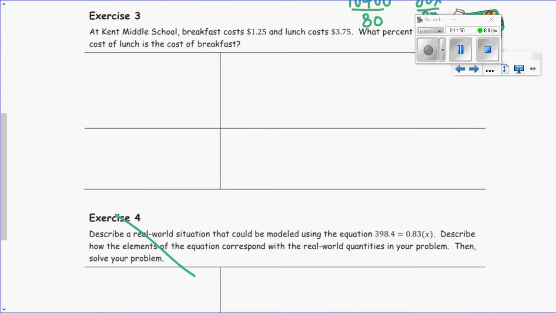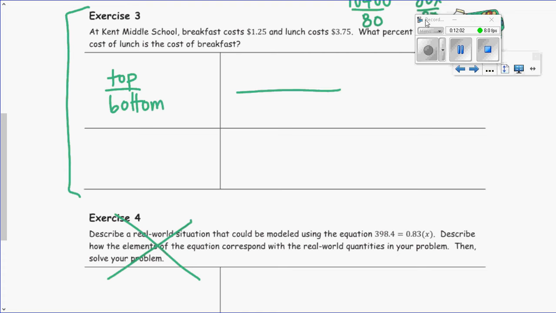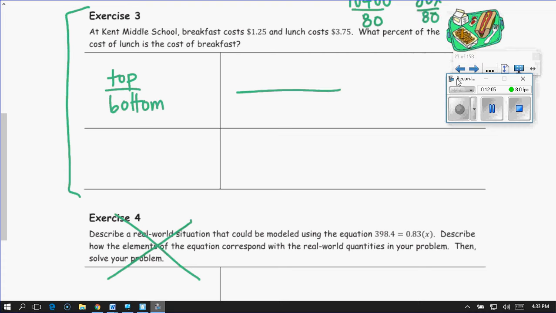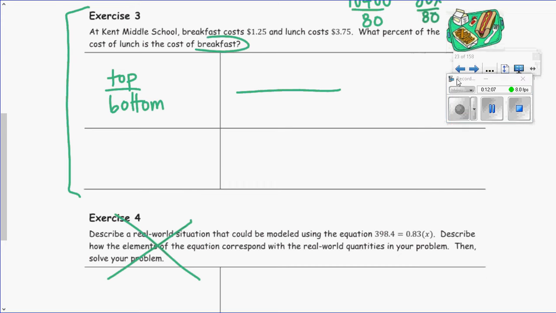Okay, we're going to skip exercise 4. Again, I want you to try exercise 3 on your own. Okay, top over bottom. How do we set this up? So in other words, which goes on top, the breakfast or the lunch? Go ahead and fill in these two words, here and here. Which one do you think goes on top? Which one do you think goes on bottom?